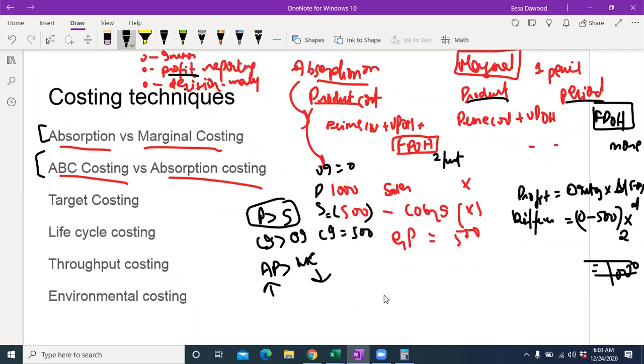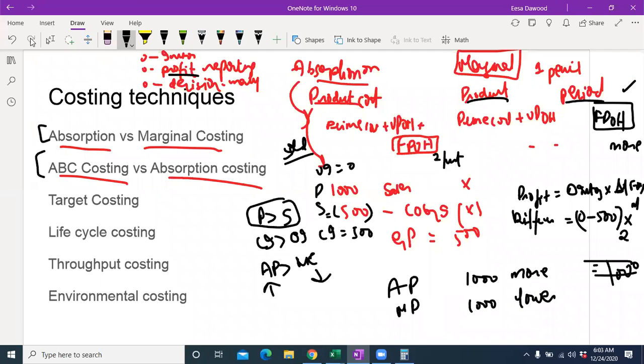It would be 1000. So in absorption costing, the profit would be 1000 more, because due to the increase in inventory, this cost wasn't charged in this period, because product cost is only charged up to the units sold. So for the 500 unsold units, the cost wasn't charged. However, in marginal costing, the entire cost was released in the period. So absorption profit would be 1000 more and marginal profit would be 1000 lower.